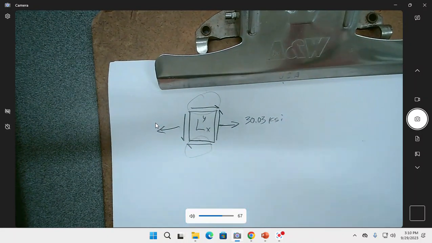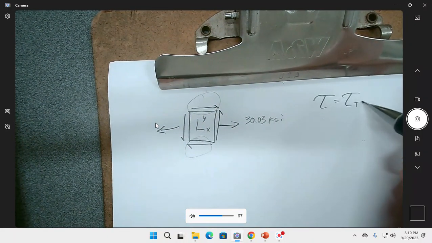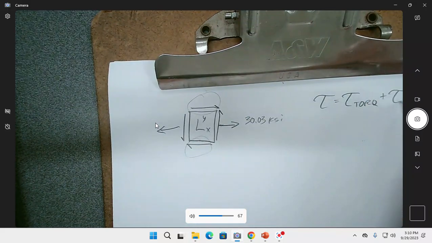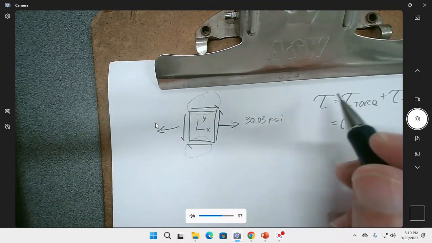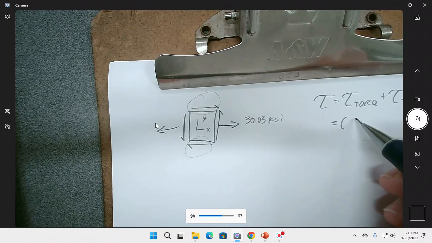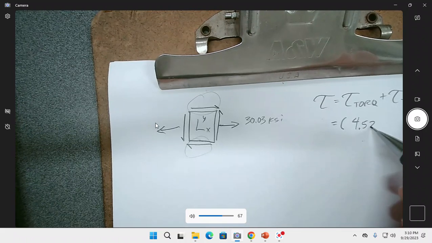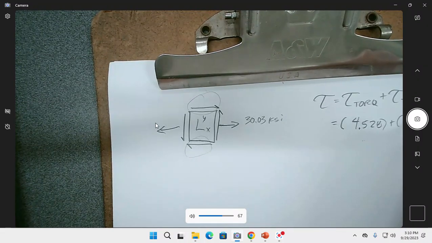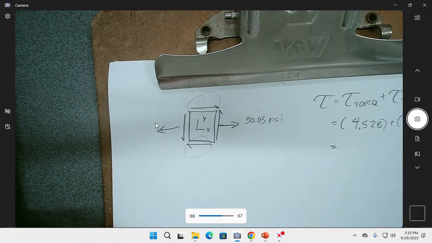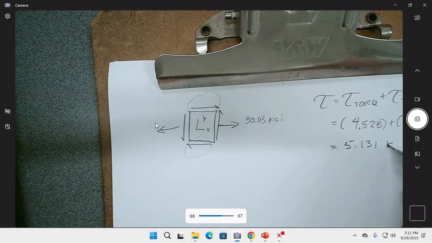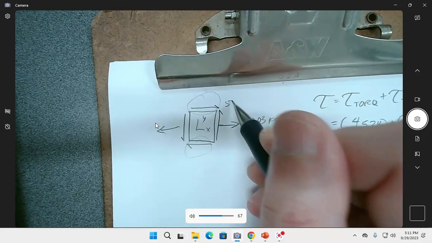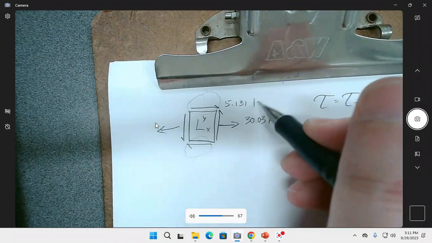So what we had there for the torque plus the transverse shear: the torque is 4.528, and the transverse shear is 0.6036. Add them together, and you get 5.131 KSI. So there you go, 5.131 KSI.